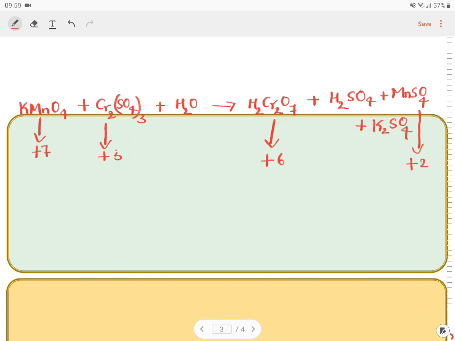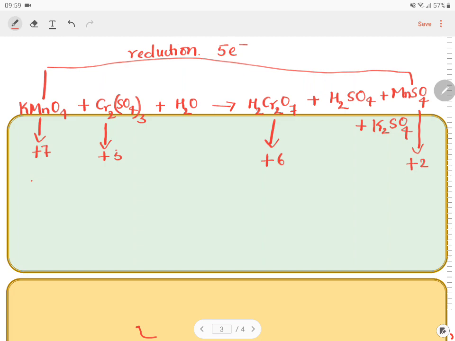Now just find out how many electrons are changing during oxidation and reduction. Now from Mn +7 to Mn +2, there is a decrease in oxidation number. Decrease in oxidation number, we call it reduction. How many electrons are changing? Here also 1 Mn, 1 Mn. From +7 to +2, the number of electrons changed will be 5 electrons.